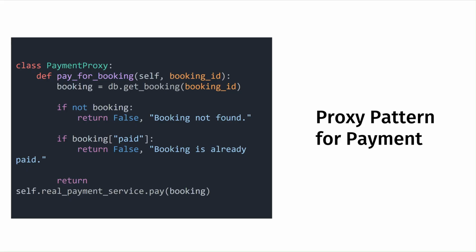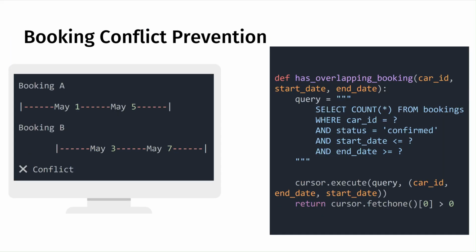The proxy pattern protects the payment process. The renter does not directly access the real payment service. Instead, the proxy checks whether the booking exists and whether it has already been paid before forwarding the request. Moving on to the booking conflict prevention. This is the core logic that prevents double booking. The system checks whether an existing booking overlaps with the requested rental dates. If an overlap exists, the booking request is rejected.